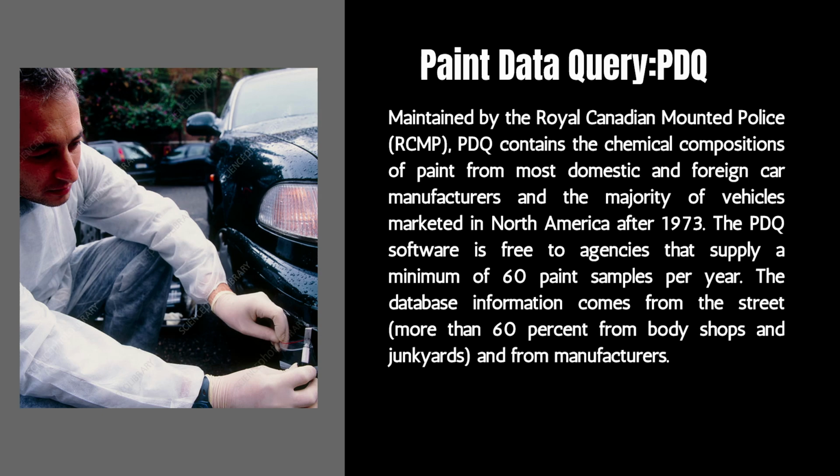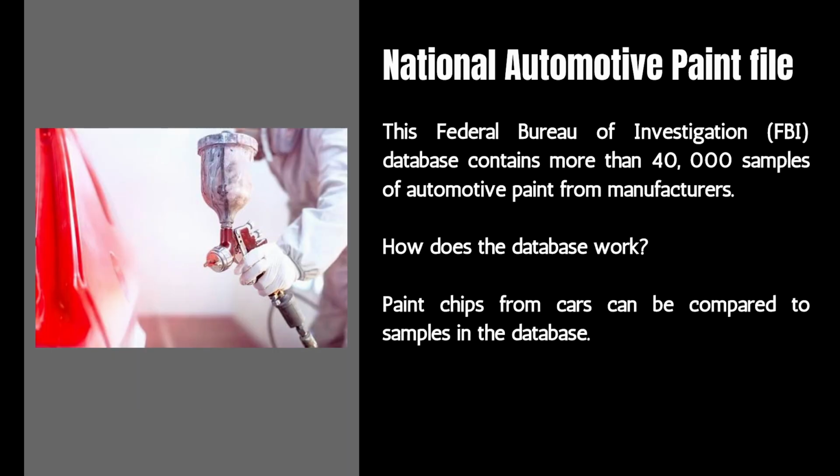The second one is Paint Data Query, that is PDQ. It is maintained by the Royal Canadian Mounted Police, RCMP. PDQ contains the chemical compositions of paint from most domestic and foreign car manufacturers and the majority of vehicles marketed in North America after 1973. The PDQ software is free to agencies that supply a minimum of 60 paint samples per year. The database information comes from the street, more than 60% from the body shops and junkyards, and from the manufacturers.